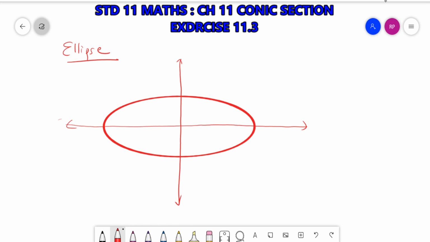This is an ellipse. Now see here, if I consider this as the origin, I will say this is the point 0, 0. Then these are the vertices: A, 0 and A dash, that will be minus A, 0. This vertex will be 0, B, and this will be 0, minus B.